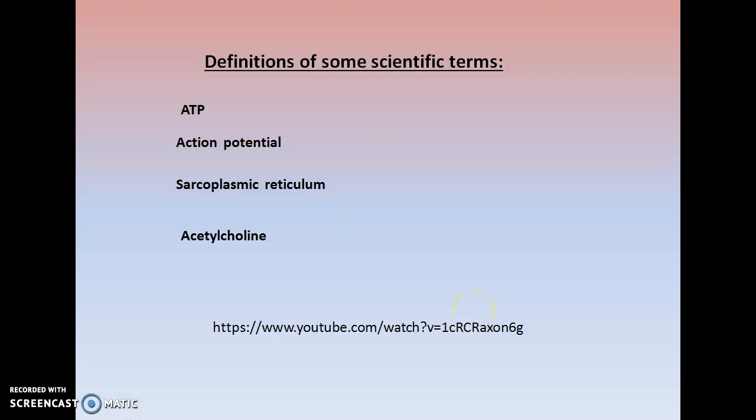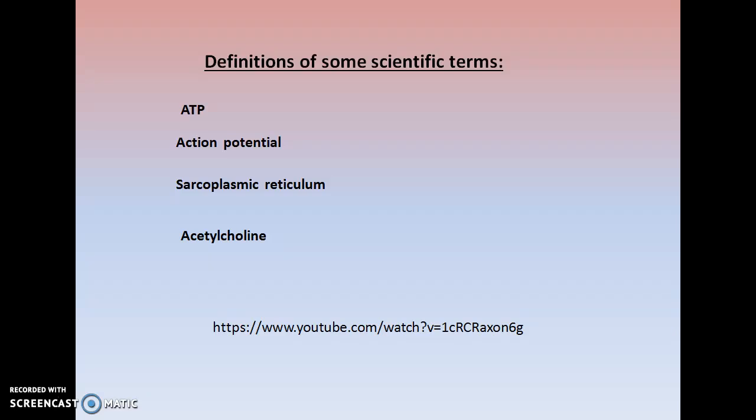So here there are some definitions that I would like you to know. What is ATP? It is adenosine triphosphate, which is the source of energy in our body. So adenosine triphosphate, when it is hydrolyzed, gives ADP, which is adenosine diphosphate, plus phosphorus.